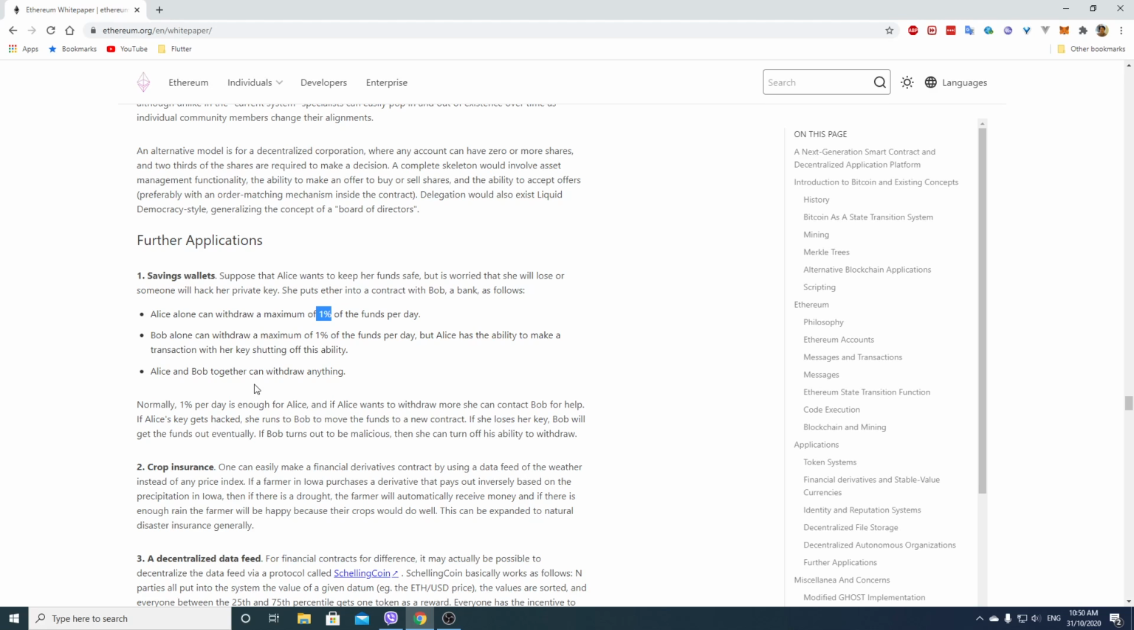Right. So normally Alice would use her 1% a day. So normally 1% per day is enough for Alice. And if Alice wants to withdraw more, she can contact Bob for help, right? Because together they can withdraw anything. And if she gets hacked, she runs to Bob to move the funds to the new contract, right?